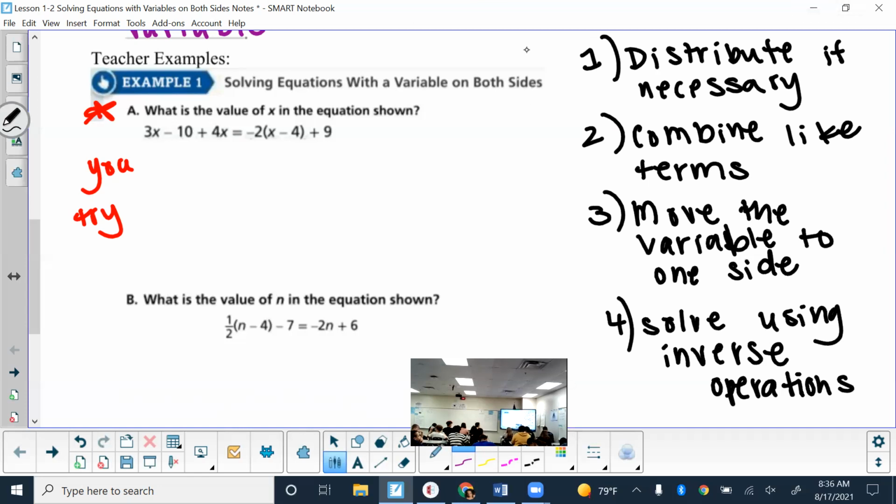All right, but try to get an answer for A. Oh, the first step is always to do what? Distribute if necessary. Do I need to do that in example 1A? Yes, I do. So I need to do it over here. I'm distributing a -2.